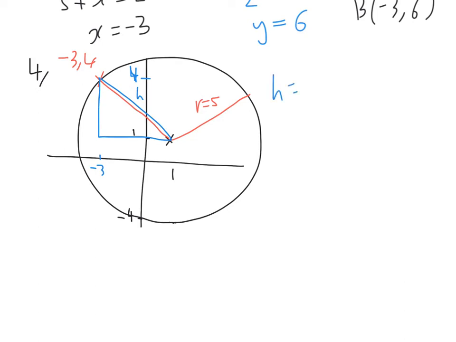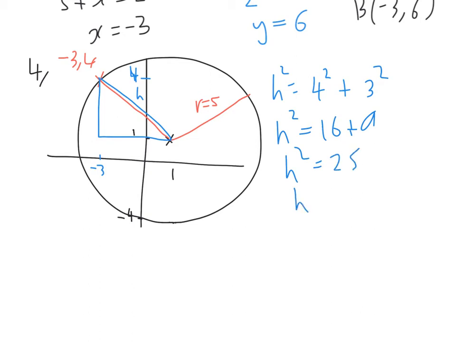So h squared equals, from -3 to 1 is a distance of 4, so 4 squared. And then going up from 1 up to 4 is a distance of 3, so 3 squared. You can maybe see this if you know your Pythagorean triples. You get h squared is 25, so h is 5. So if the distance from the center to -3, 4 is 5, it must be on the line, because on the circumference is always 5 away from 1, 1. So the answer is yes.